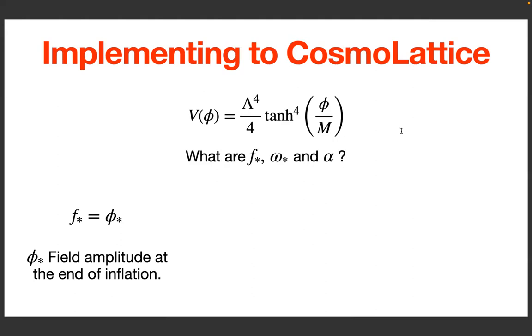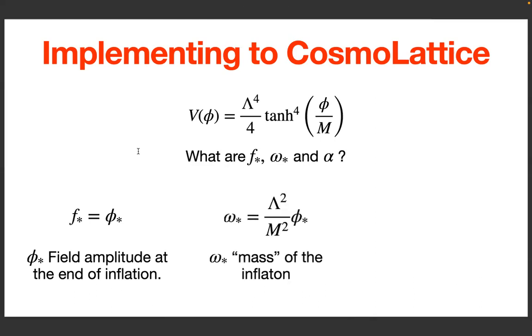So if we just solve our Klein-Gordon equation together with the Friedmann equation for a single scalar field, we can do this for the homogeneous background. We can do this in Mathematica or whatever choice we make, and we can find what the field amplitude will be at the end of inflation, and this will be our choice for f_star, which is very easy to guess. And omega_star, what will be?